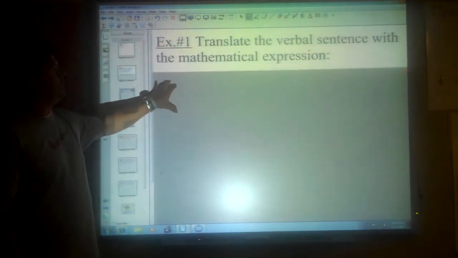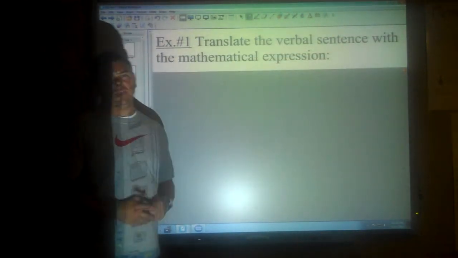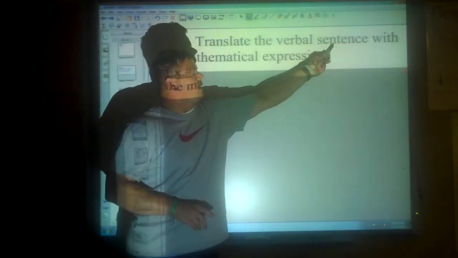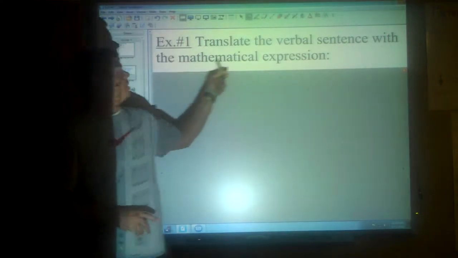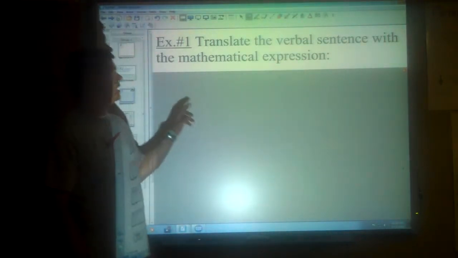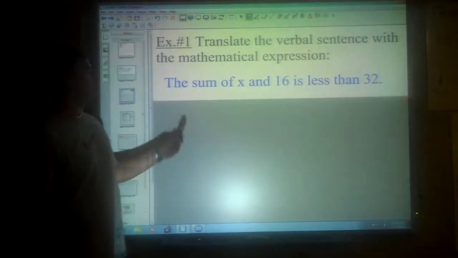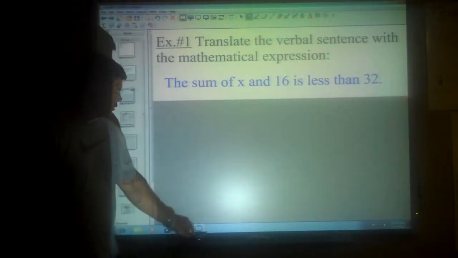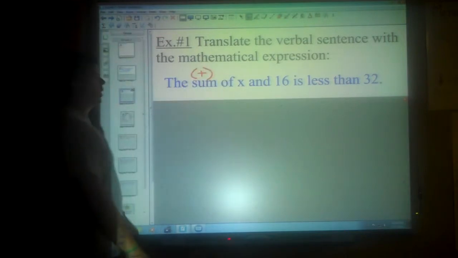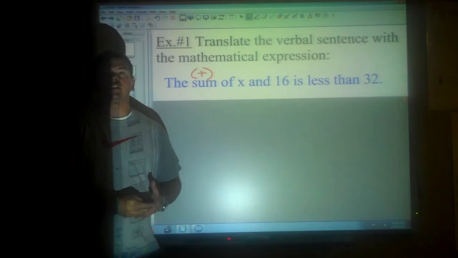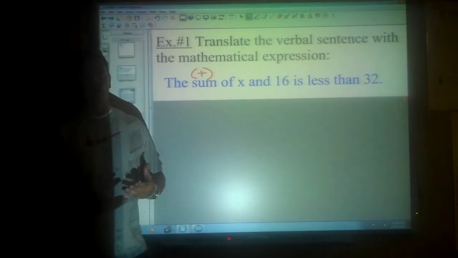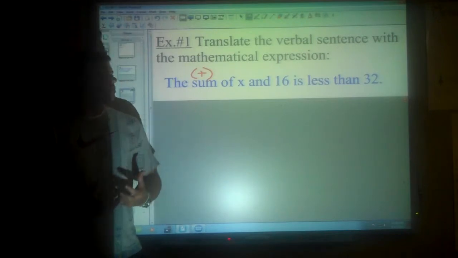So our first example, we need to be able to translate. Since math is like a language, we need to be able to take things we have verbally and rearrange them so that they become mathematical expressions. So there are certain key words that we must always pay attention to. For example, in this problem, the word sum. The word sum tells us that we are in fact dealing with an addition problem. If you hear the word product, it means multiplication. If you hear the word quotient, you know you're dealing with division. If you hear difference, you know you're dealing with subtraction.